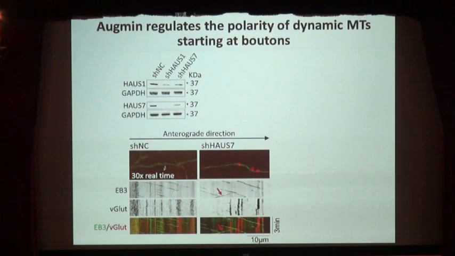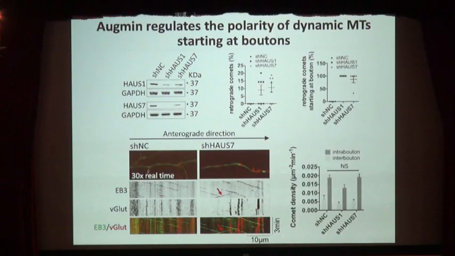So when I knock down augmin complex directly with shRNA against subunits 1 or 7 of the complex, I did not observe any changes in the comet density, but there's a significant increase in the percentage of comets moving retrogradely, most of which directly start at the boutons, as shown here in the movie or the kymograph, where you can see comets start at the V-glut labeled puncta. And these data strongly indicate that synaptic transmission induced de novo nucleation of plus end directed dynamic microtubules at boutons through gamma tubulin and augmin complex.